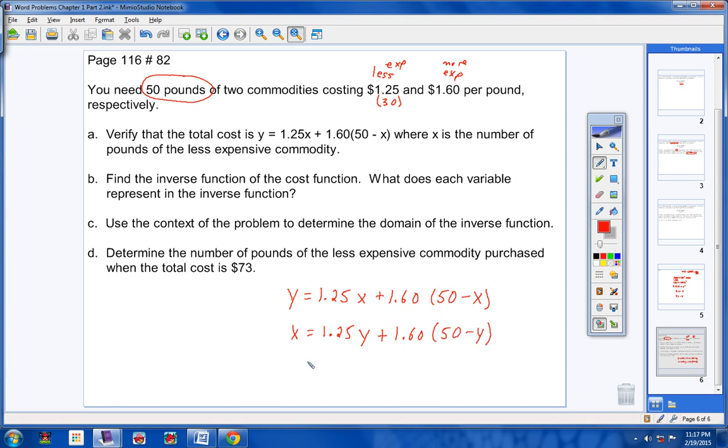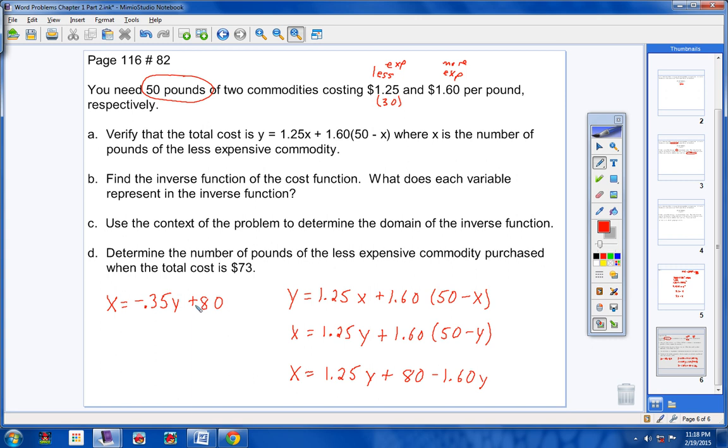Okay? Now, let's simplify. X equals $1.25y plus $1.60 times 50, which is 80, minus $1.60y. So $1.60 times 50, $1.60 times negative y. Alright, and now combine your y terms, and we end up with this. X equals $1.25y. That's incorrect. Sorry about that. X equals $1.25 minus $1.60, so negative 0.35y plus 80.